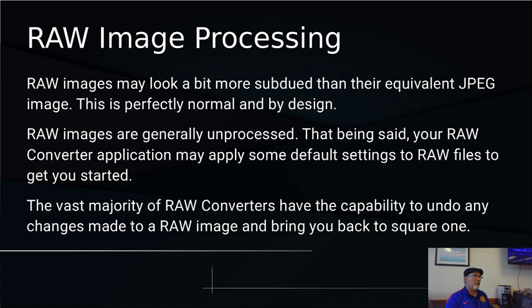Some of the more typical RAW software: Lightroom is very popular. You can also do it in Photoshop, both of which are available through a Creative Cloud subscription. You have On1 Photo RAW, and Skylum Luminar is another one. And then there are some that are provided by the camera manufacturers.